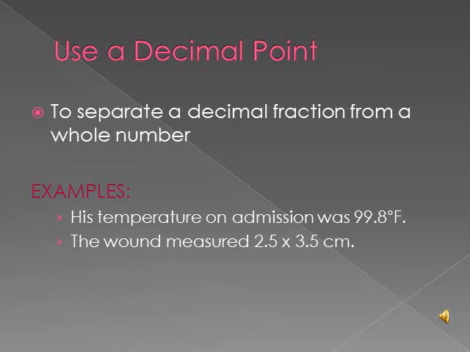And when we hear the word point, it means a decimal point. So we would put 2.5 space lowercase x space 3.5 space cm. The wound measured 2.5 by 3.5 centimeters. Notice that lowercase x takes the place of the word by in that situation, and we'll learn more of those types of phonetic words down the road.